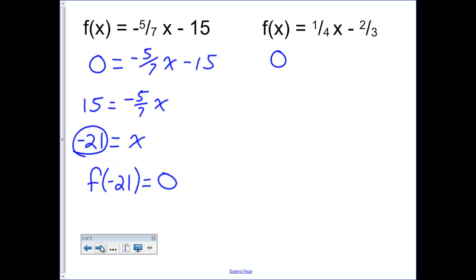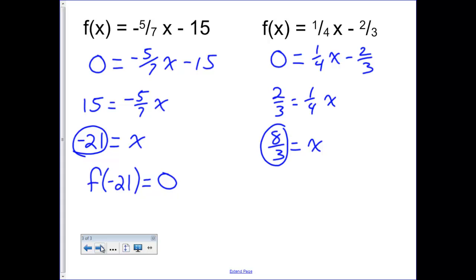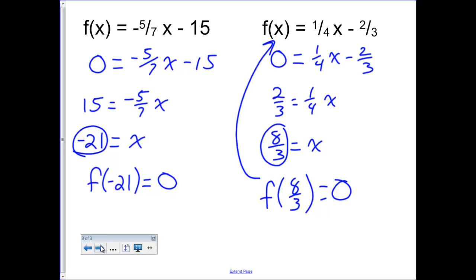Next question, input is 0 for f of x. 1/4 x minus 2/3. Solve for x. Move the 2/3 over first, and you get a positive 2/3 is equal to 1/4 x. To get rid of the 1/4 from the x, you're going to multiply by the reciprocal, which is 4. So x ends up equaling 4 times 2 over 1 would be 8/3. 8/3 ends up being the 0 of the function. In other words, if I input 8/3 into the equation up here, I'll end up getting a value of 0.